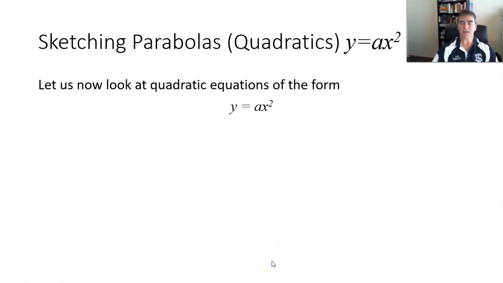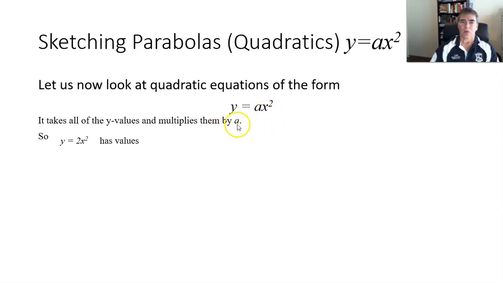Okay, so now let's have a look at y equals ax squared. Let's have a look at what this a at the front here, this coefficient of x squared, which is multiplying that x squared. So what we're going to do is this a value actually multiplies all those answers we got, the 9, 4, 1, 0, and so on. So this a value actually multiplies all of those answers.